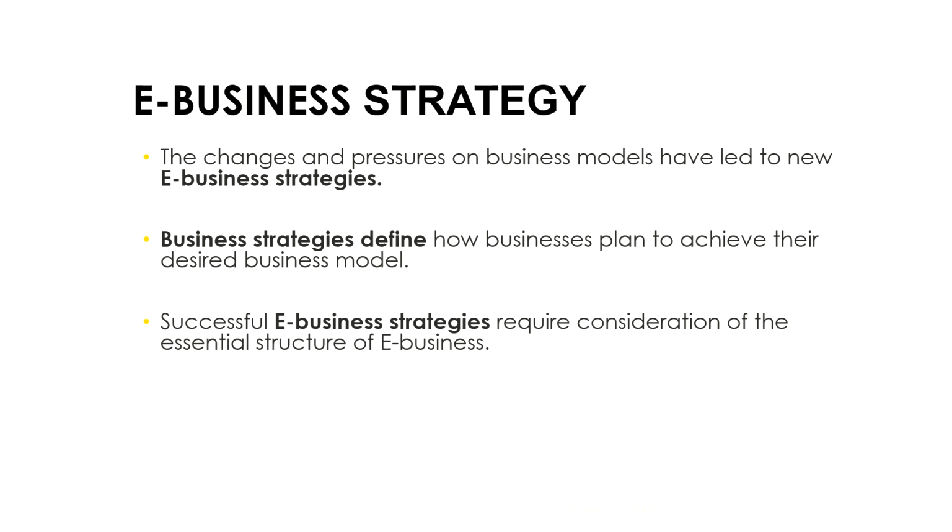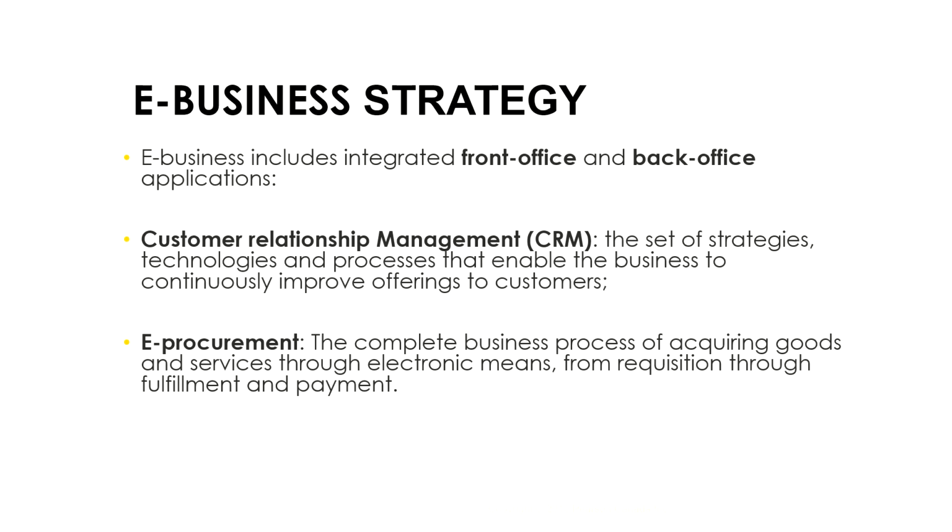Now, strategies of e-business. The changes and pressures on business models have led to new strategies. This defines how businesses plan to achieve their desired business model. So successful e-business strategies require consideration of the essential structure of the business we just saw: strategy, integrated front office and back office applications, CRM, customer relationship management, which we saw, and also e-procurement, the complete business process of acquiring goods and services through electronic means, from requisition through fulfillment and payment.